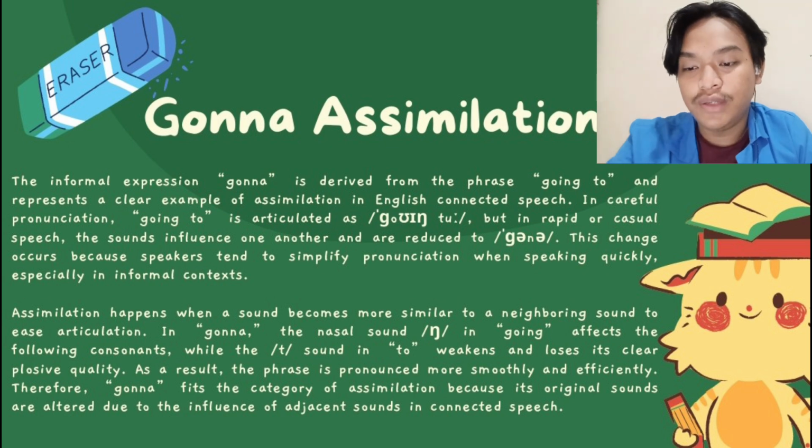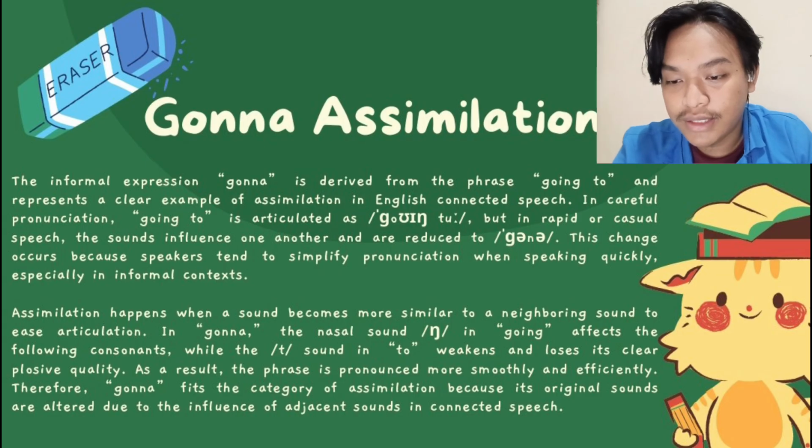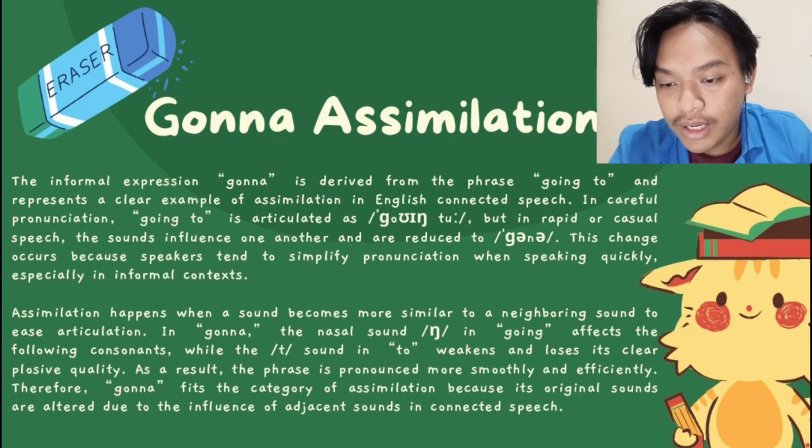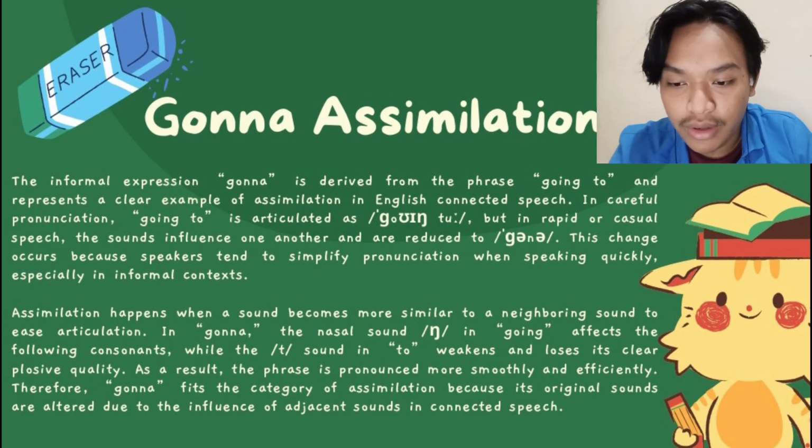Assimilation happens when sounds influence each other. Examples include gonna, kinda, and wanna. These forms are common in informal speech. They help speakers communicate faster and more efficiently.